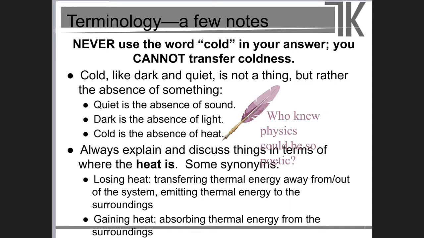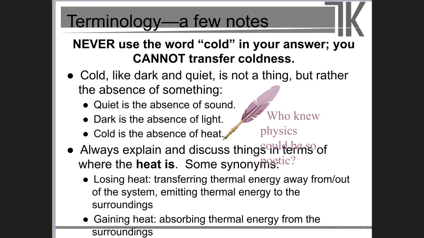If you're talking about an item losing heat, you can say that it's transferring thermal energy away from the system or out of the system. You could say that it's emitting thermal energy to the surroundings. You can say that heat is being removed. And if you're talking about a system gaining heat, you can say that it's absorbing thermal energy from the surroundings. So whatever's happening, whether it's cooling down or heating up, always talk about it in terms of where the heat is going. It's transferring heat away, or it's absorbing heat, it's gaining heat.